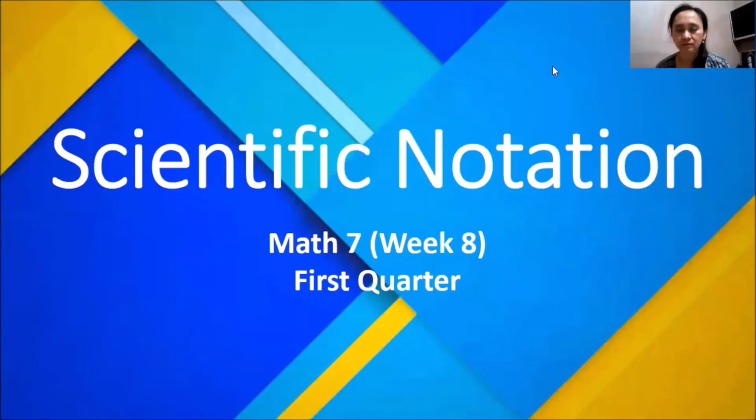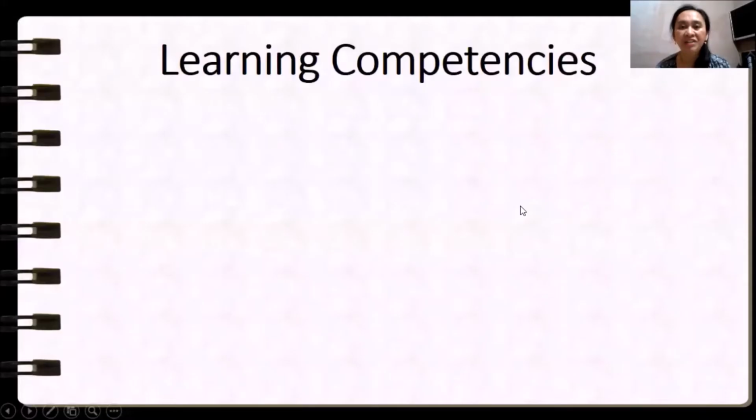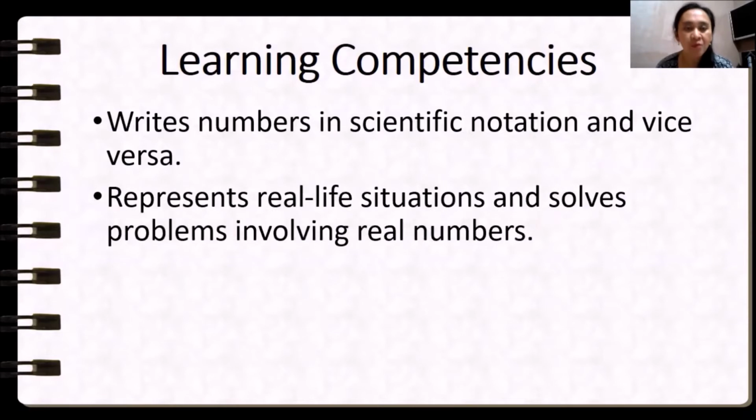So we will discuss for this week the last lesson in Mathematics 7, first quarter, about scientific notation. Our learning competencies: write numbers in scientific notation and vice versa. Represent real life situations and solve problems involving real numbers.